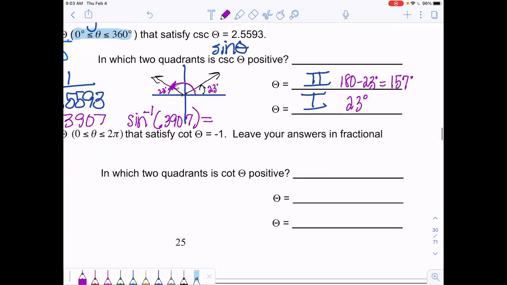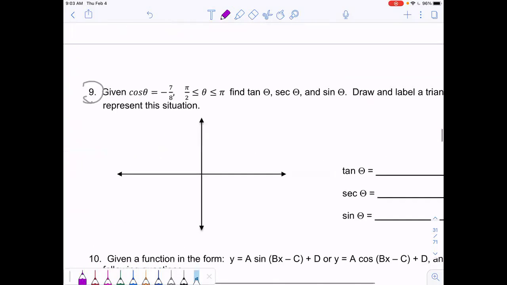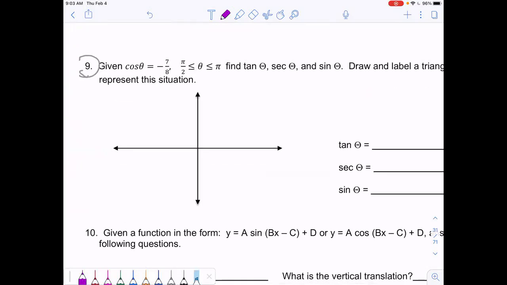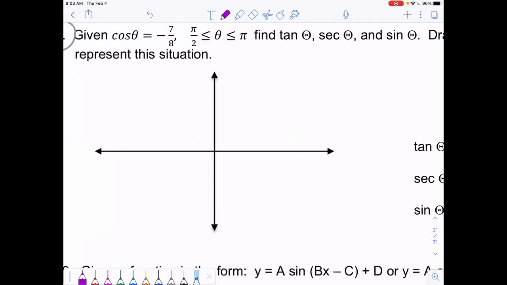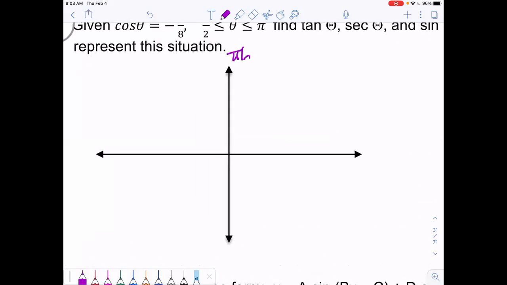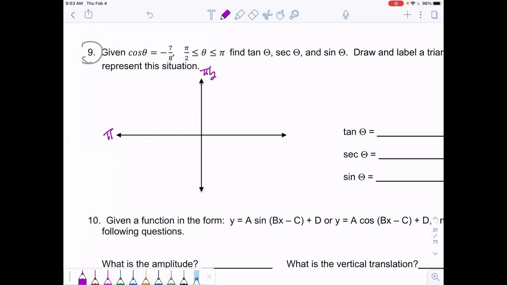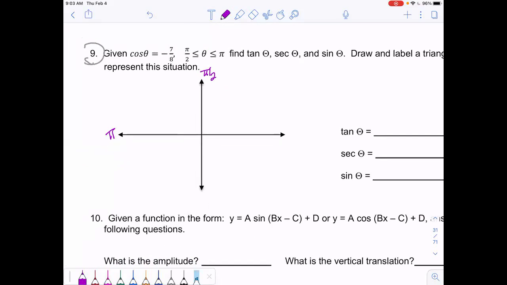All right, so looking at number 9, we'll just talk about this one quickly here. Number 9 says you're given the cosine and it's -7/8. The angle is between pi over 2 and pi. So that means my angle has to be in the second quadrant. So the triangle must be in the second quadrant. Draw and label a triangle to represent this situation, if the cosine is equal to -7/8.